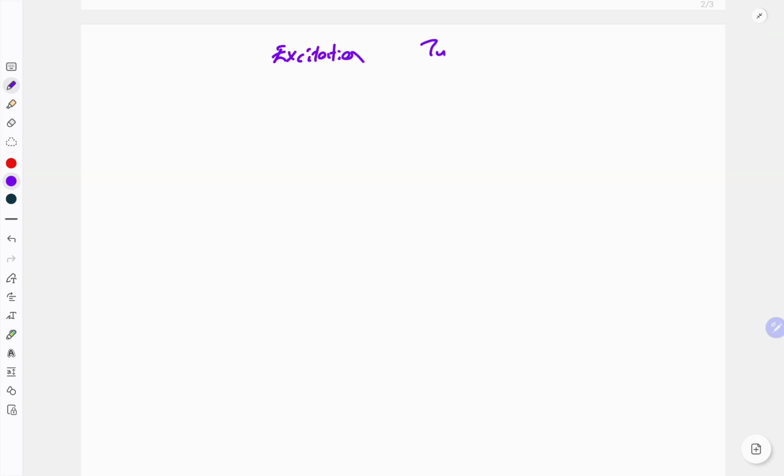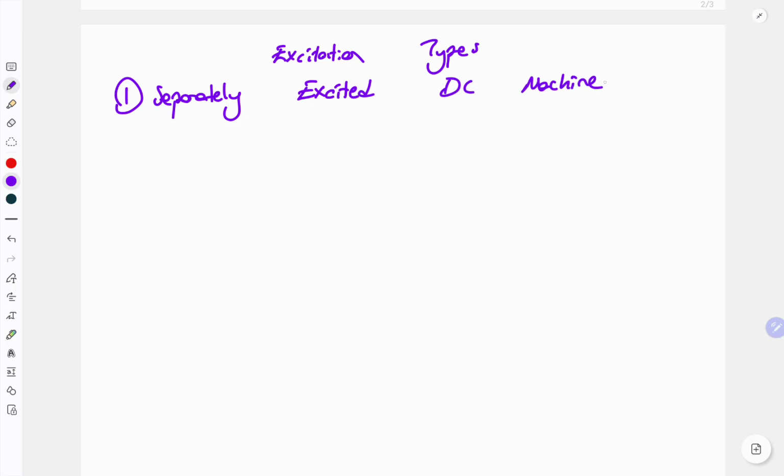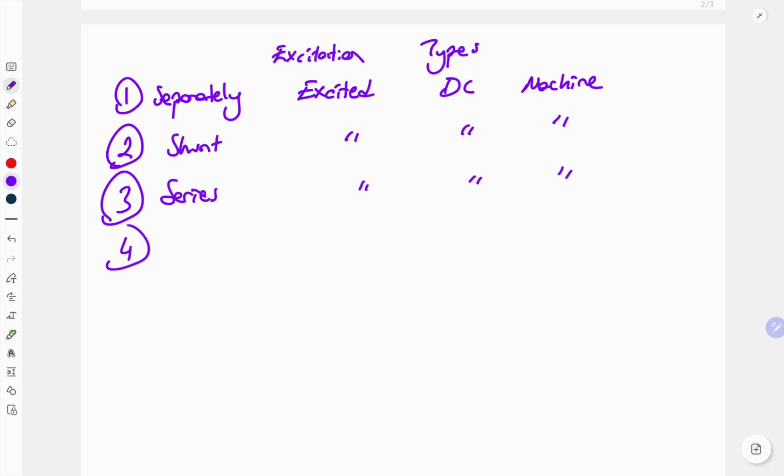Okay, now we can talk about the excitation types. We have four different excitations. These are the separately excited DC machine, the shunt excited DC machine, the series excited DC machine, and finally the compound excited DC machine.